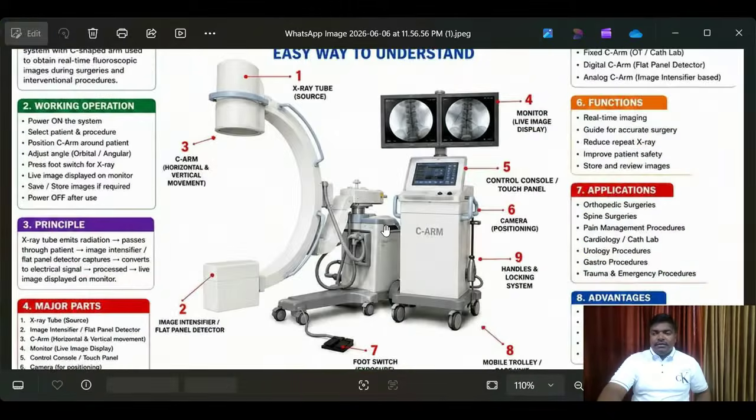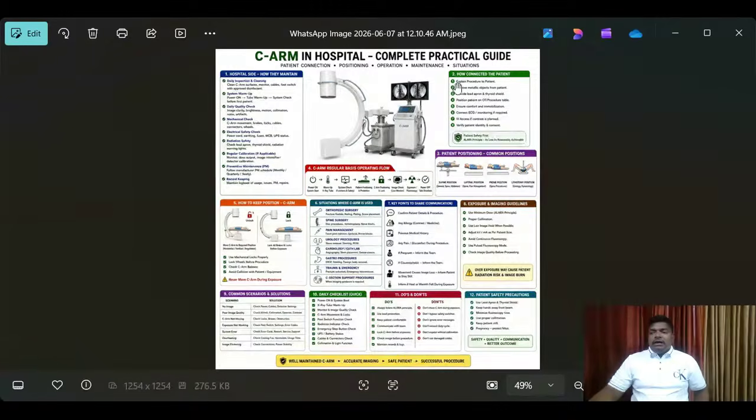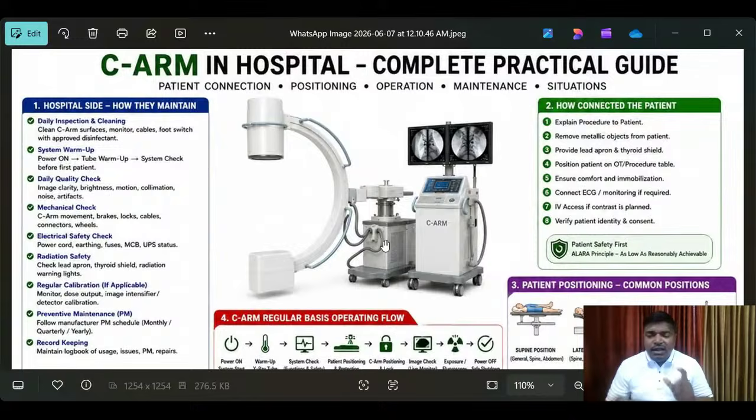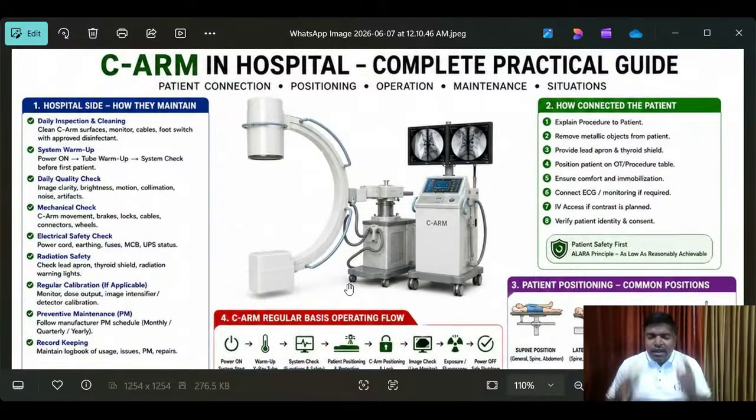Next point, I'm going to show you here. Whatever I have fixed, I'm going to give you everything in this way. Now I want to show you CM in hospital, a complete practical guide on how they are using it. Every biomedical engineer must first know the basics of the equipment, how it is used, for which purpose, what its applications are, and why they are giving the shunting.